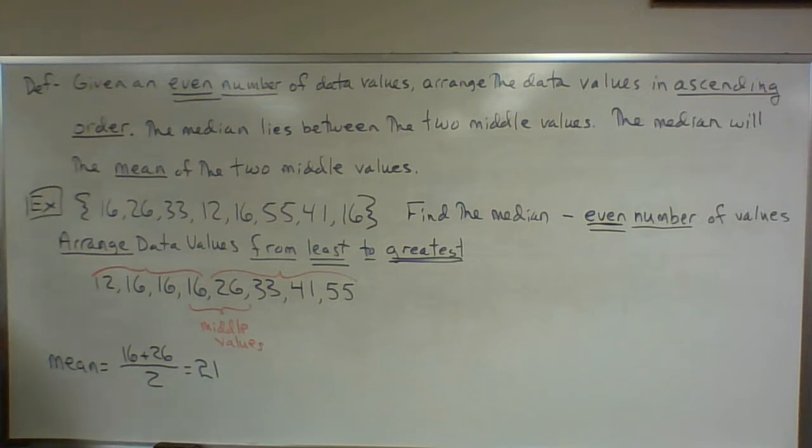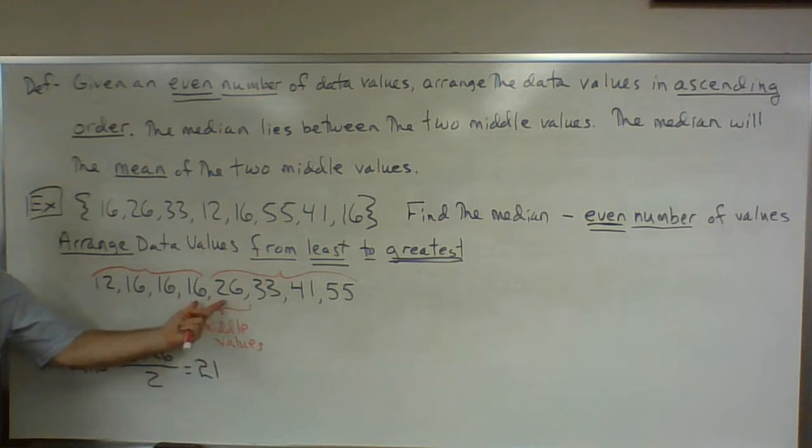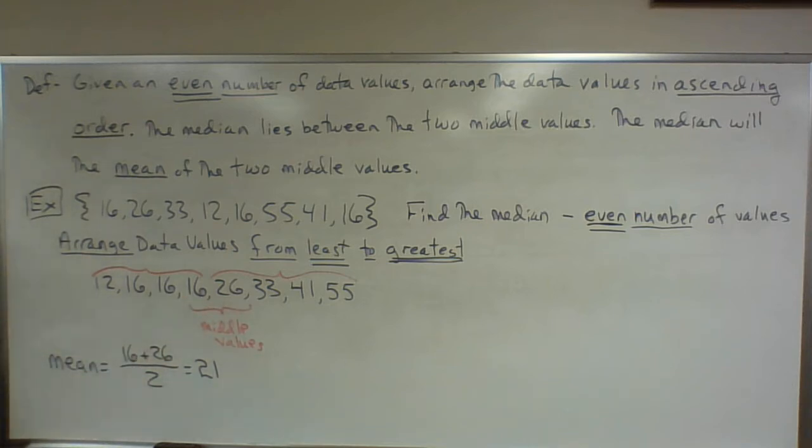And son of a gun, the mean really is halfway in between those two values. 16 to 21 is 5, 21 to 26 is 5. So this really is halfway in between the middle values. Our mean is 21.